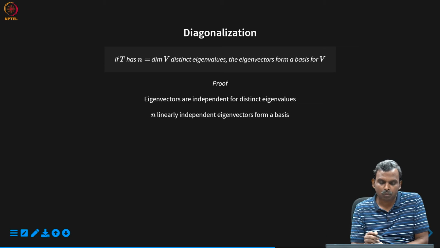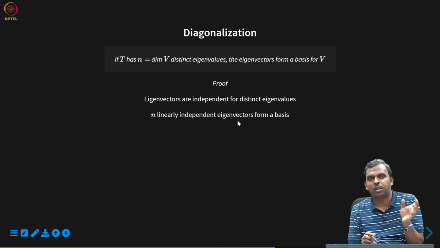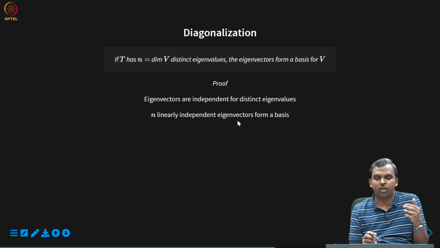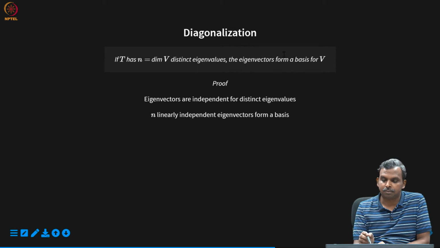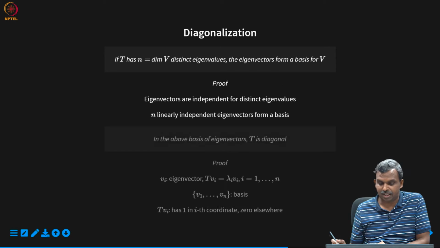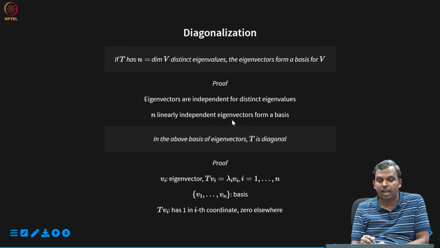Why is that? Very simple, eigenvectors have to be independent for distinct eigenvalues. There are n linearly independent eigenvectors. So, you pick up all of them, put them together, that should be a basis. So, we know that that is true. So, that is going to work out. So, this leads to the diagonalization idea. If you pick the basis of n linearly independent eigenvectors, then in that basis T will become diagonal.